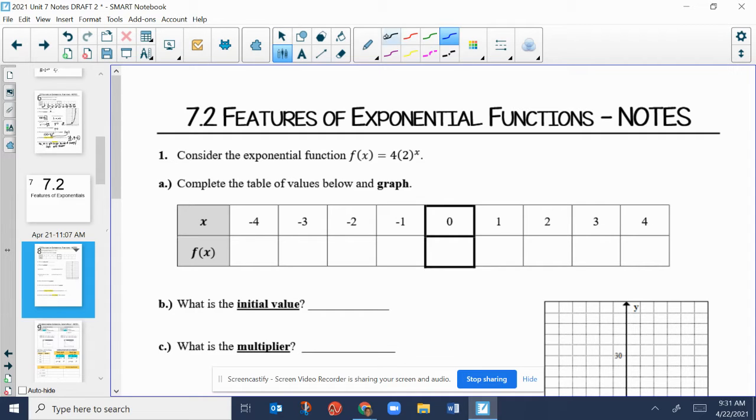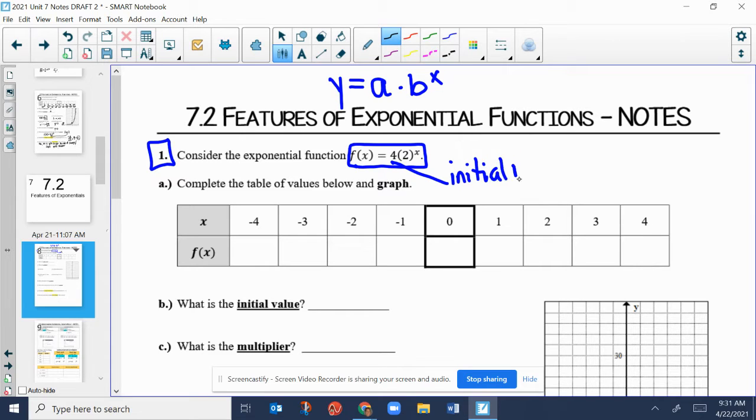So the last video I made, I talked about exponential functions having this form, a times b to the x, and that's what I'm seeing here in example 1. Our function is 4 times 2 to the x. So if you remember from last video, the 4 is your initial value, otherwise known as your y-intercept, and the 2 is your multiplier.